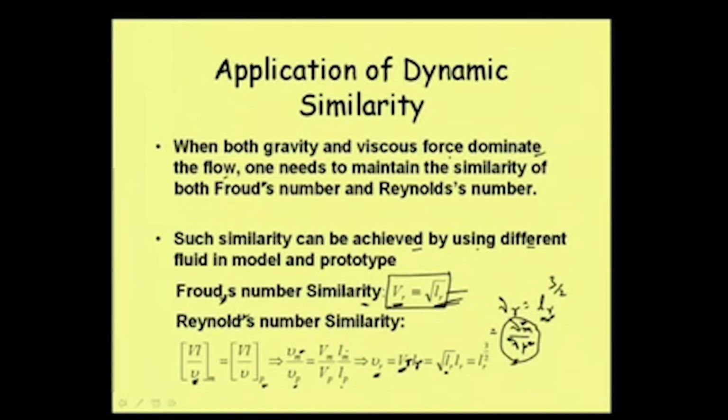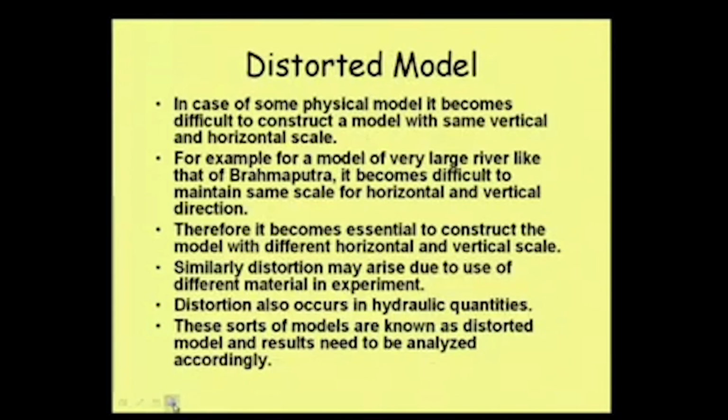That way we can decide our length ratio later, after deciding the fluid of the model, once we know the fluid of the prototype. So that way we can resize our model, and then we can maintain both Reynolds number similarity and Froude number similarity. For some problems we will have to do like that.